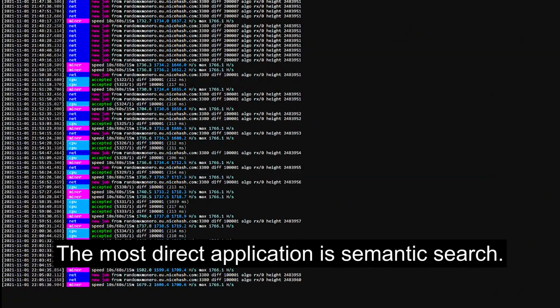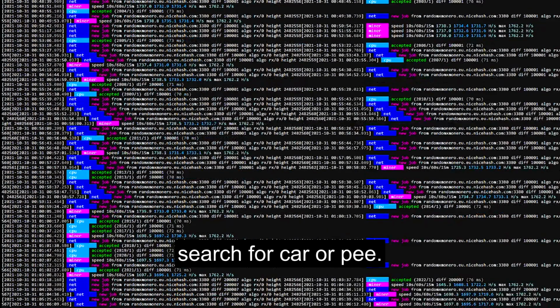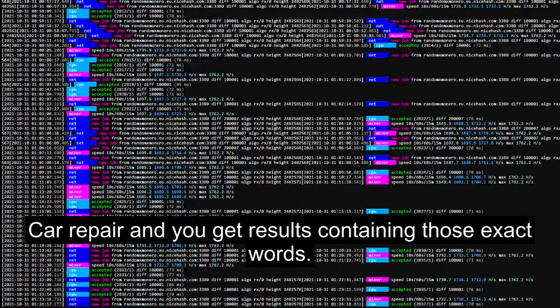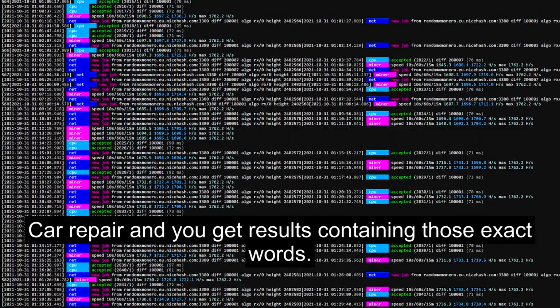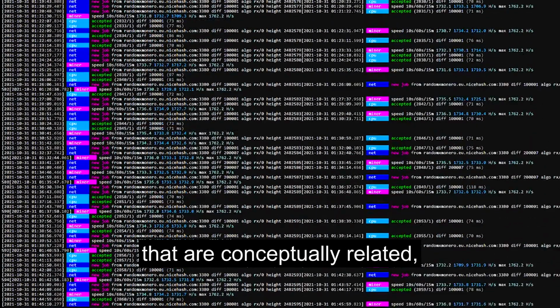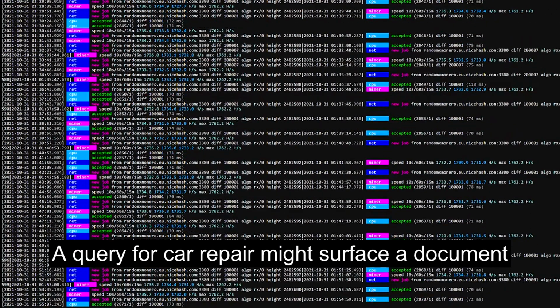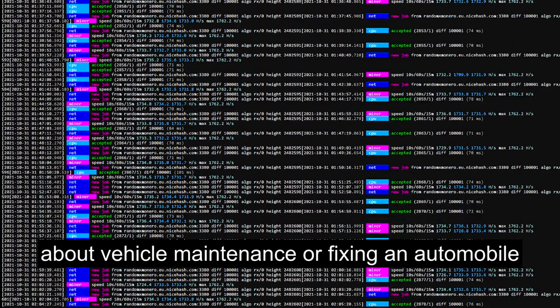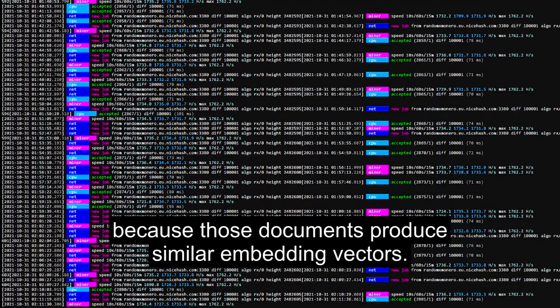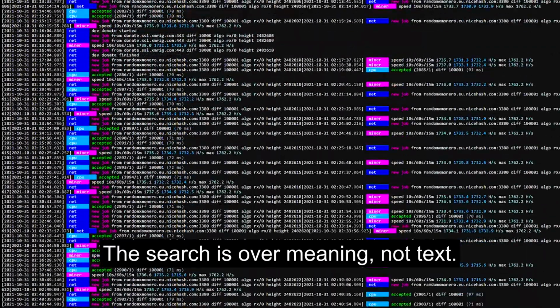The most direct application is semantic search. Traditional search matches keywords. Search for car repair, and you get results containing those exact words. Semantic search uses embeddings to find results that are conceptually related, even if they use different words. A query for car repair might surface a document about vehicle maintenance or fixing an automobile, because those documents produce similar embedding vectors. The search is over meaning, not text.